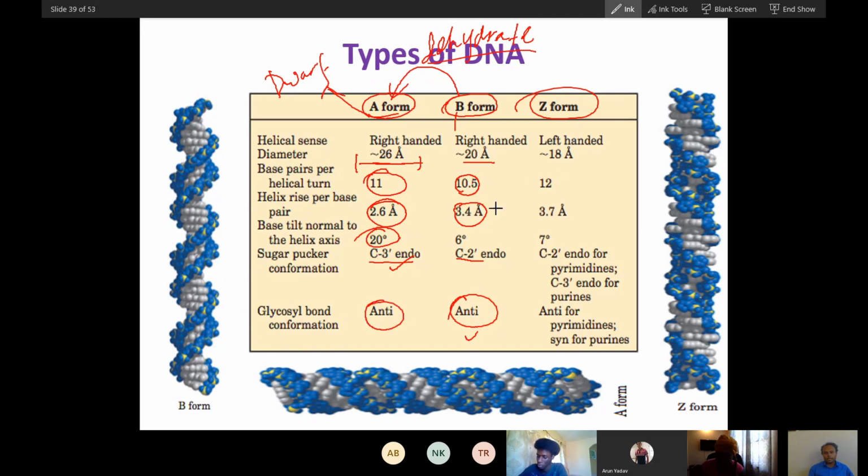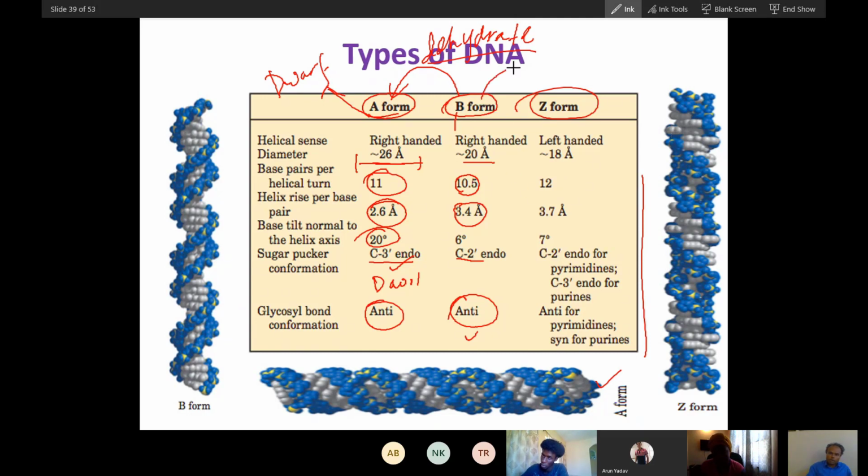Now let's talk about Z. Z is elongated in comparison to B. A form is the most dwarf. B is in the middle. Z is the most elongated. You can see this A form is most dwarf, B form has more height than this A form, and Z is the most elongated form.